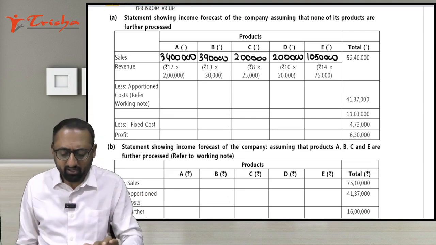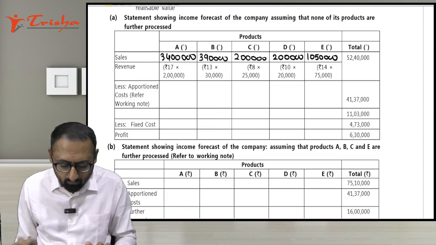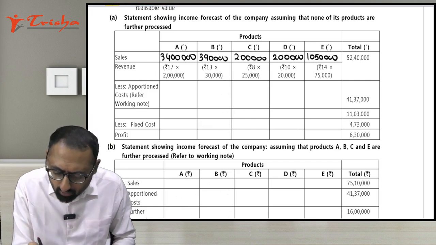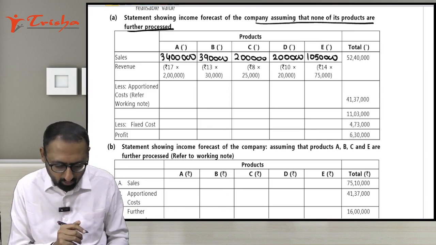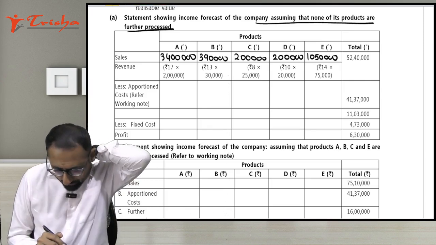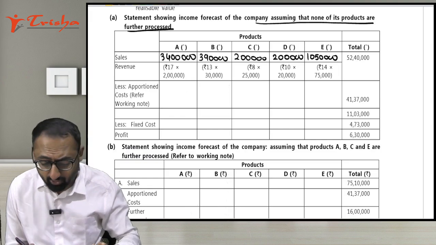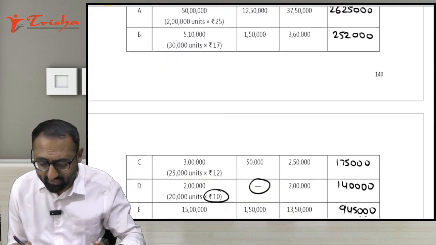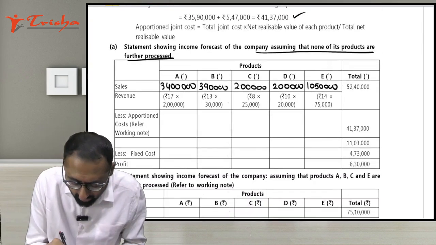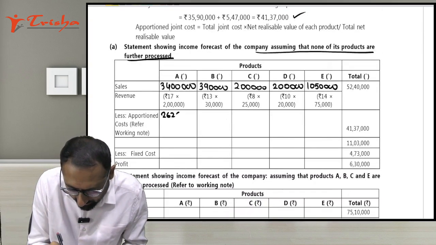Then deduct the joint cost, assuming that none of the product are further processed. Okay. So what will be the joint cost? You can check how much the joint cost was. How much was joint cost? 26,25,000. Okay, 26,25,000 done.